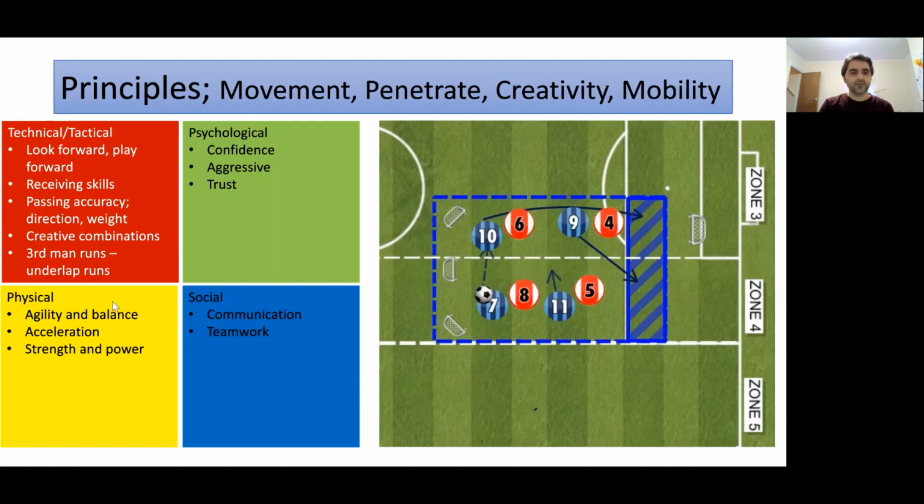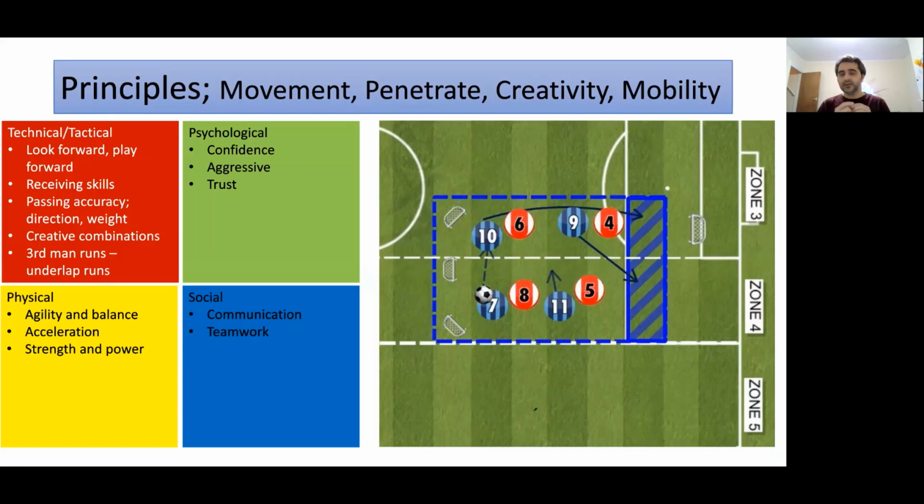Physically, agility and balance are important when they make their runs, and acceleration is also important because you need to go beyond the final defender. So acceleration is important, and the strength and the power which we need to deal with physical contact. And as for the social side, communication, verbal and non-verbal, is important here.